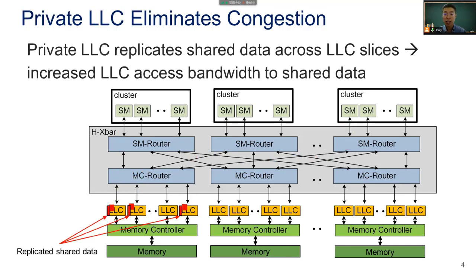For these applications, private LLC can reduce the congestion and provide high data bandwidth by replicating the data across different LLCs. In this way, private LLC organization distributes requests for shared read-only data across LLC slices and improves performance.